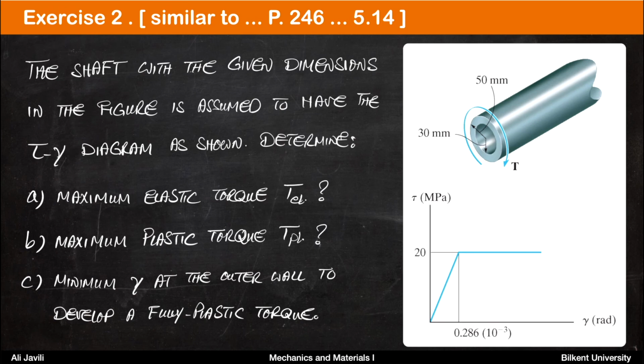Exercise 2 and the last exercise of this lecture is similar to problem 514 on page 246 of the book. The shaft with the given dimensions in the figure is assumed to have the tau gamma diagram as shown. So the stress-strain distribution for shear stress, shear strain is given in the figure. As you can see, the yield shear stress tau y is 20 megapascal, and that occurs at gamma equals 0.286 times 10 to the minus 3 radian.